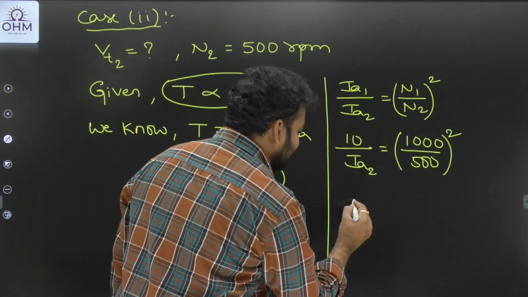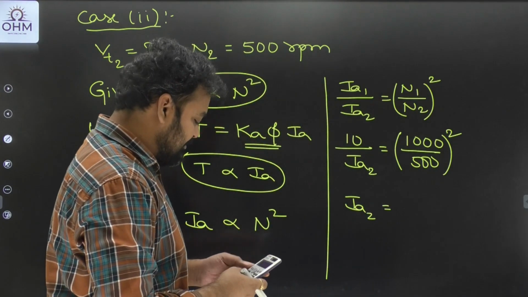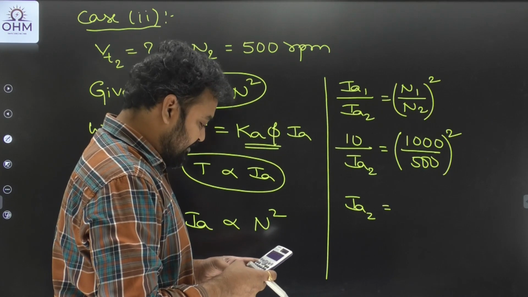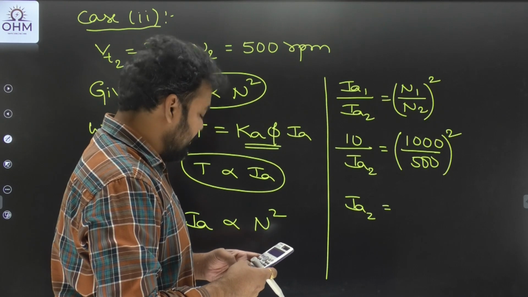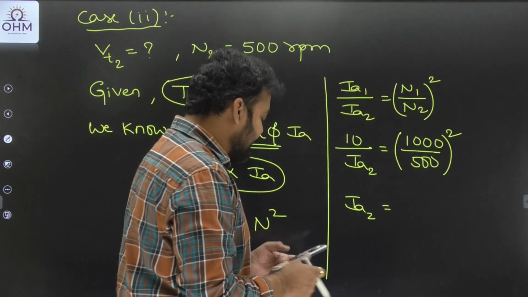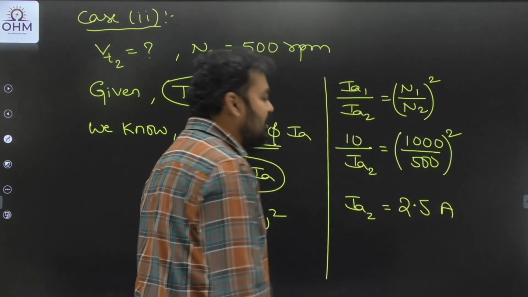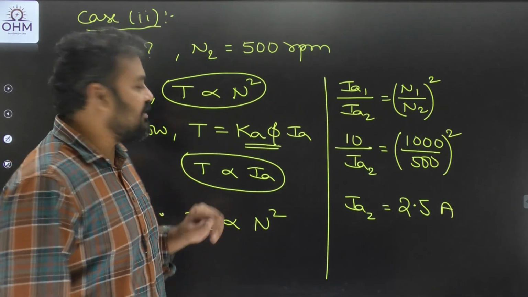So if I solve this, I will get the new armature current. How much will it be? 500 by 1000 whole square into 10. So I'm getting 2.5 ampere. This is the new armature current. Done. The next thing is to calculate the new back EMF.